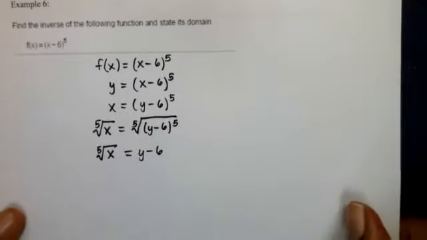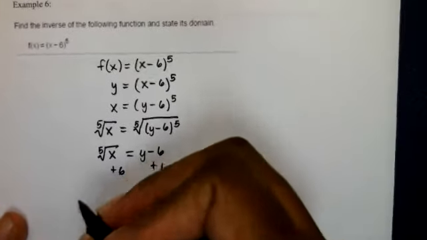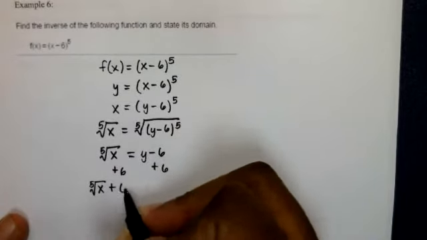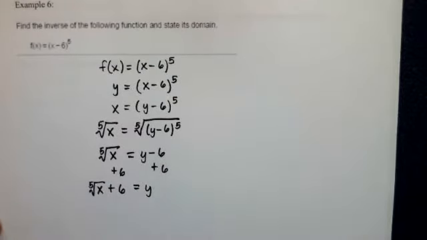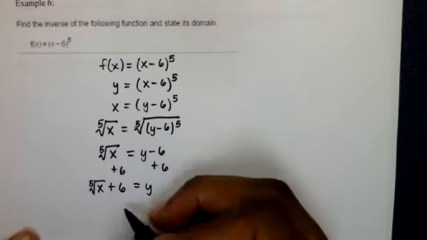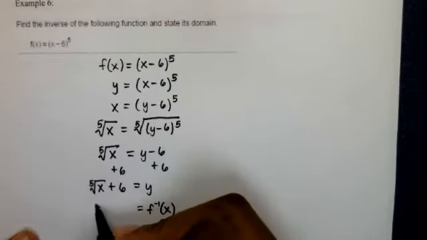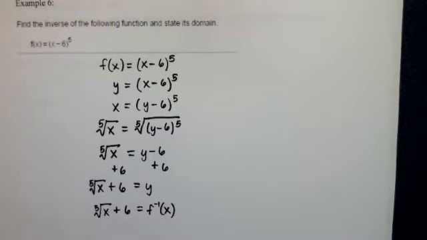And then to solve for y, we add 6 on both sides. So I got on the left side, the 5th root of x, and then plus 6, that's going to be on the outside of the radical. It'll be equal to y. And then finally, replace the y with f inverse of x. So f inverse of x will be the 5th root of x plus 6. Okay, so that's how we find the inverse of a function.